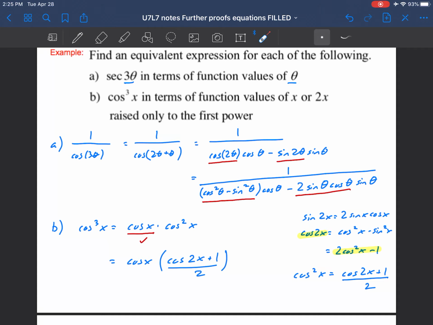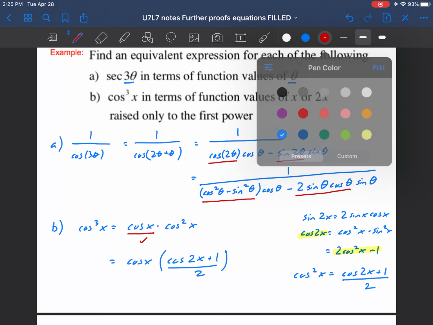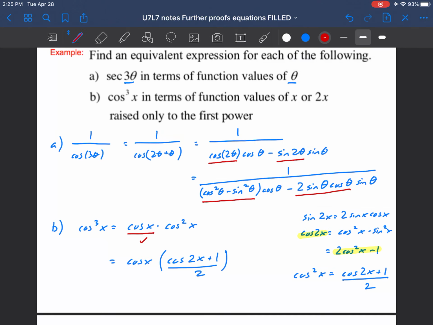Okay? And now we've met sort of what the question asked for. Function values of x or 2x, raised only to the first power. So this is raised to the first power. This is raised to the first power. And I think the instructions aren't written too well because many of you guys were thinking it before I was. Really an easier answer. Let's do that again. That's the answer.